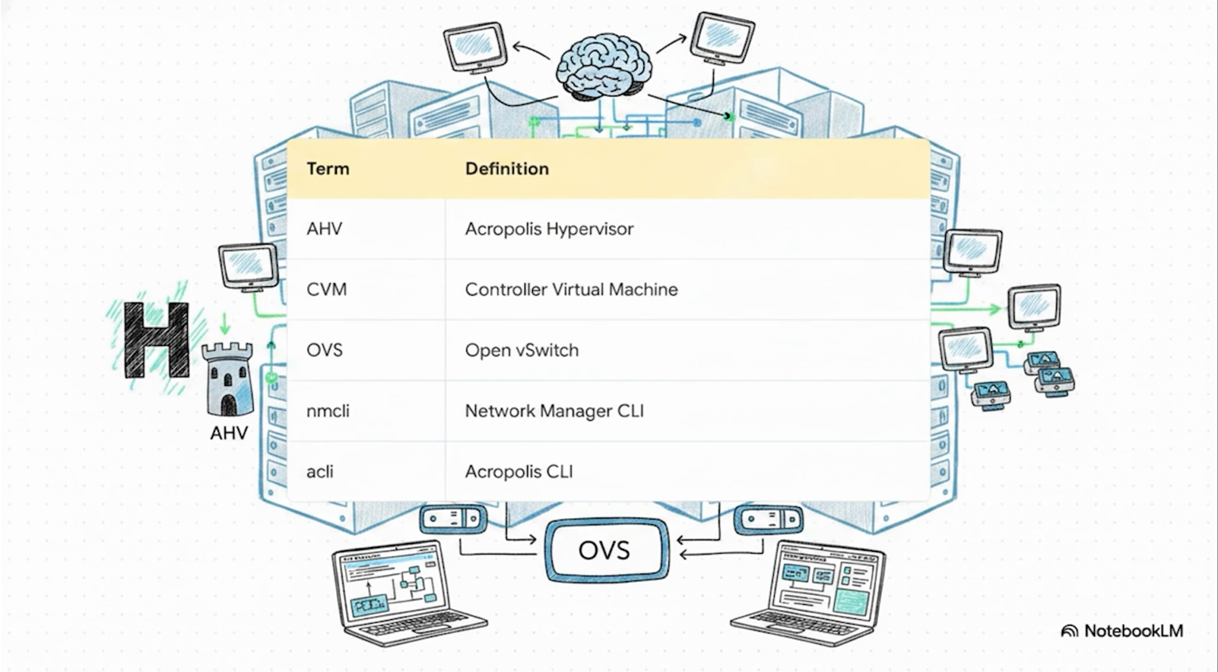And then we've got our two primary tools for today. NMCLI, the Network Manager CLI, which we use natively on the Linux-based AHV host itself, and ACLI, the Acropolis CLI, which we run from the CVM to manage the whole cluster-wide virtualization fabric.